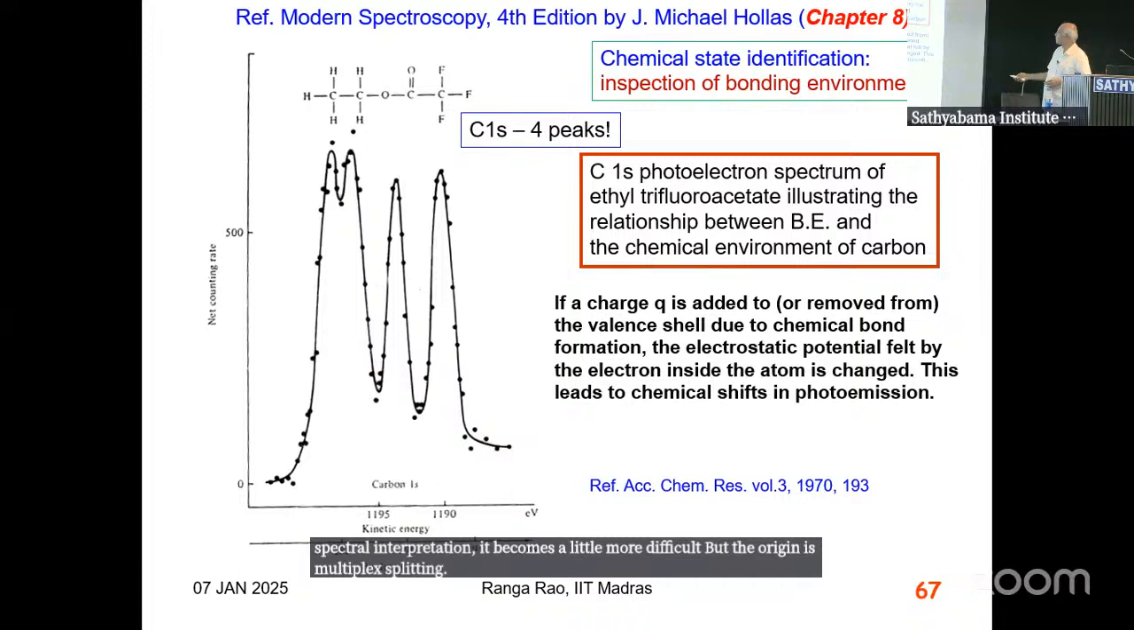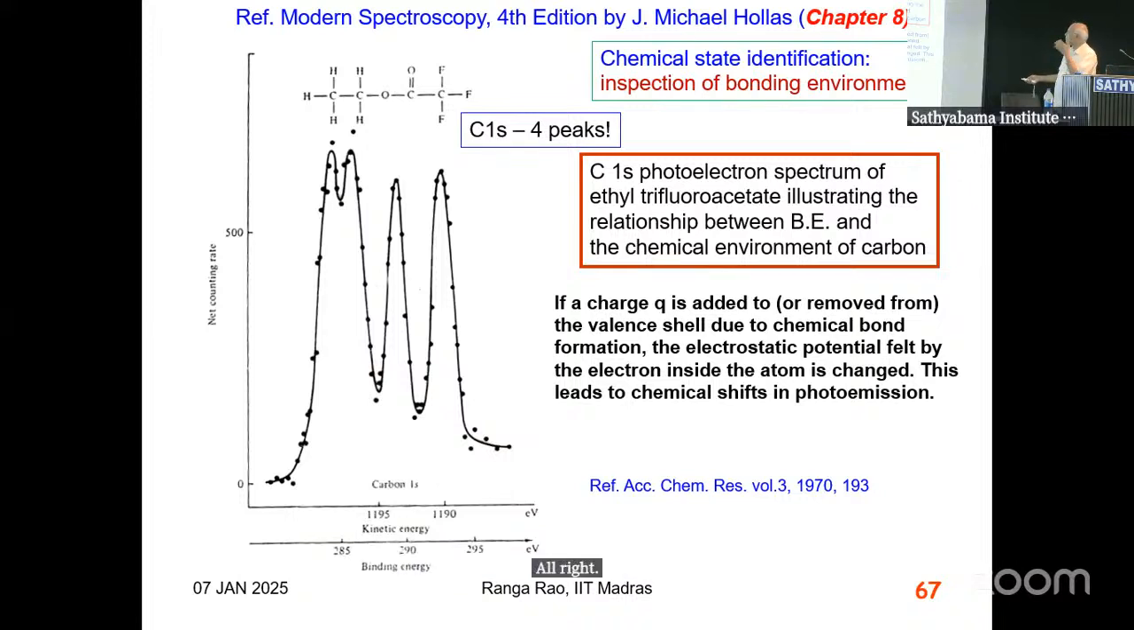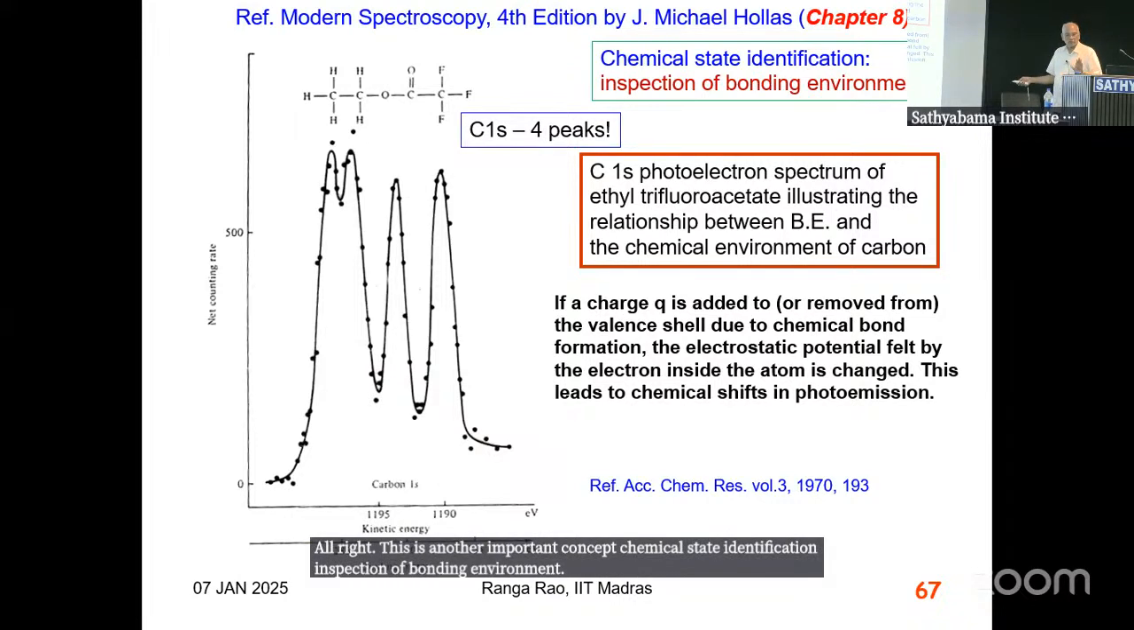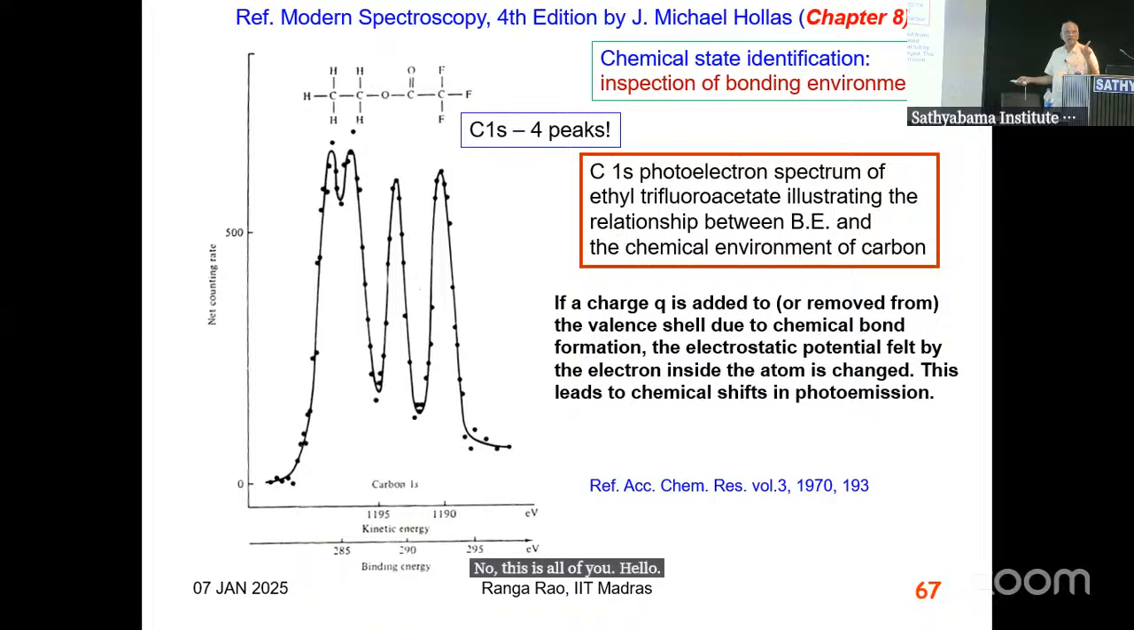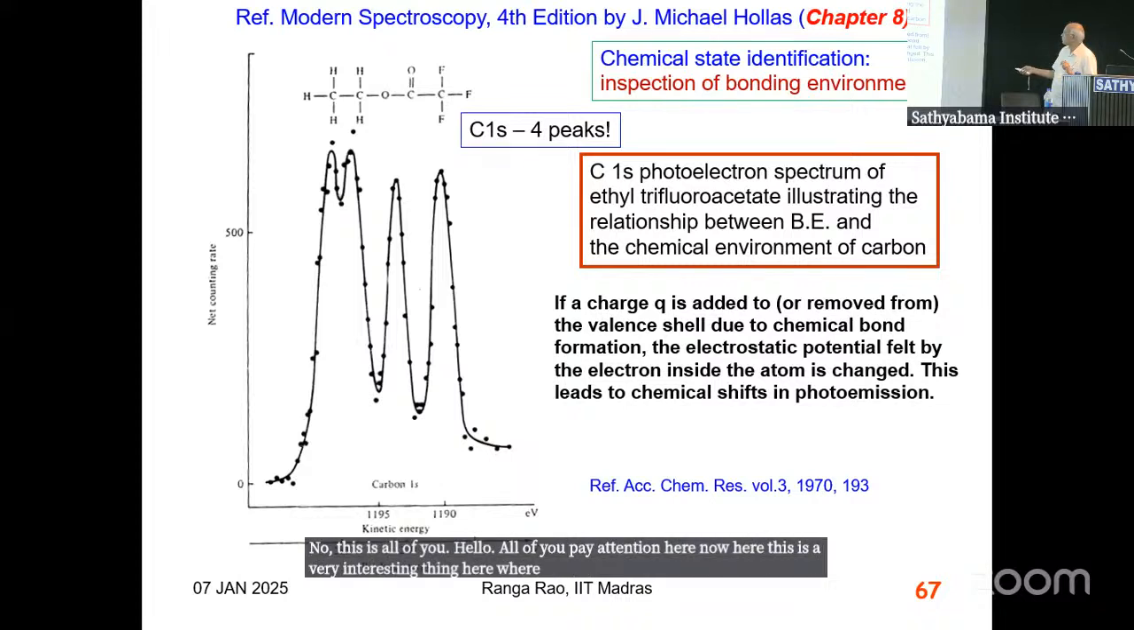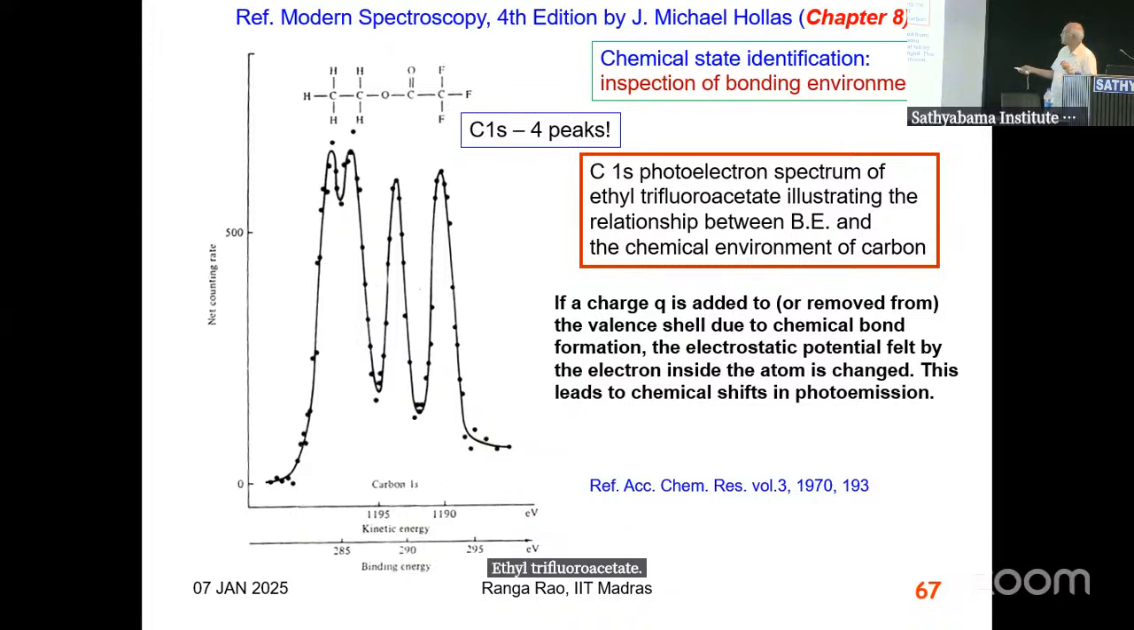All right. This is another important concept: chemical state identification, inspection of bonding environment. Now, all of you pay attention here. This is a very interesting thing where you have this molecule. This molecule is called ethyl trifluoroacetate. Okay, this is acetate group, ethyl trifluoroacetate.